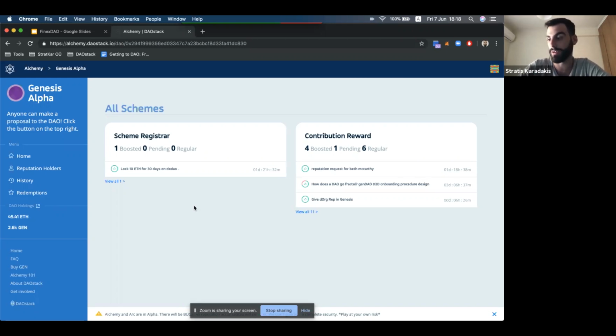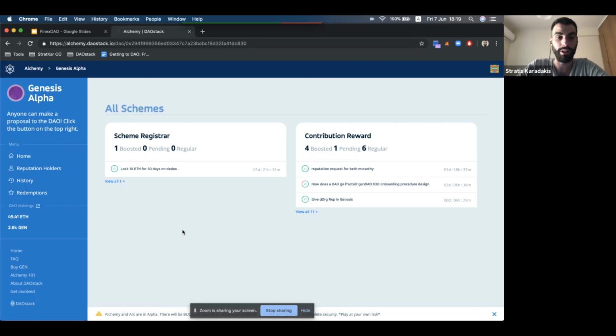And the contribution reward is, you can imagine, the daily activity of the DAO, which is to manage funds. This is where you get rewarded for your contributions, pretty straightforward, and you can ask for reputation or for tokens. In the scheme registrar, you can find other administrative functionalities that the DAO can perform. For example, let's say you want the DAO to purchase some tokens from a decentralized exchange. This is something you can implement via the scheme registrar.